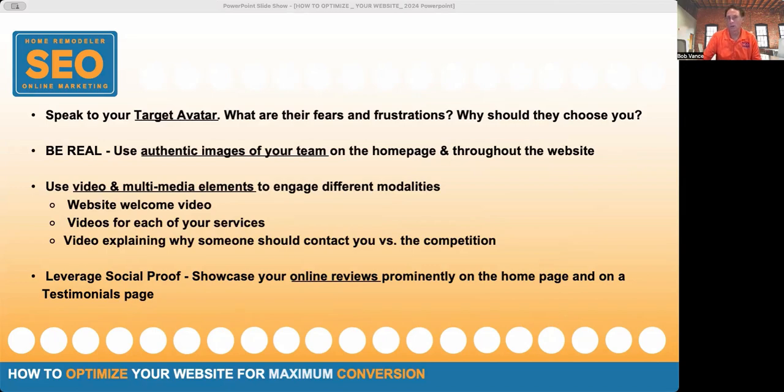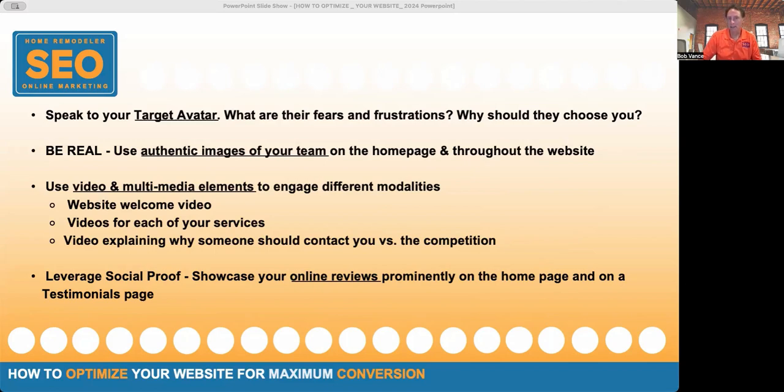That's super important. So you want to make sure your messaging above the fold on your website speaks to their fears and their frustrations, their emotional triggers. We find that those have a big impact on conversion. That messaging really needs to be front and center on your website.